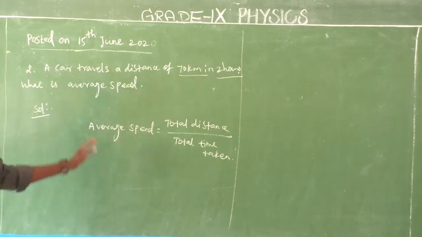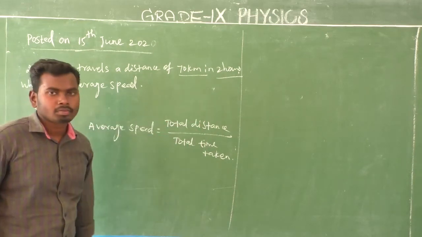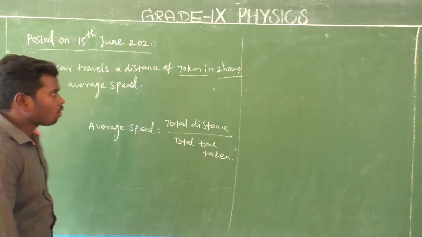Alright, so this is the average speed formula. Is it clear? So look at here. What is the total distance, sir? What is total distance? 70 kilometers, that is total distance. And total time taken? That is 2 hours.